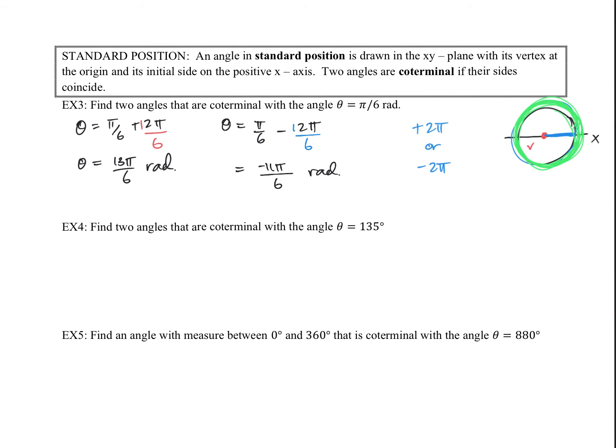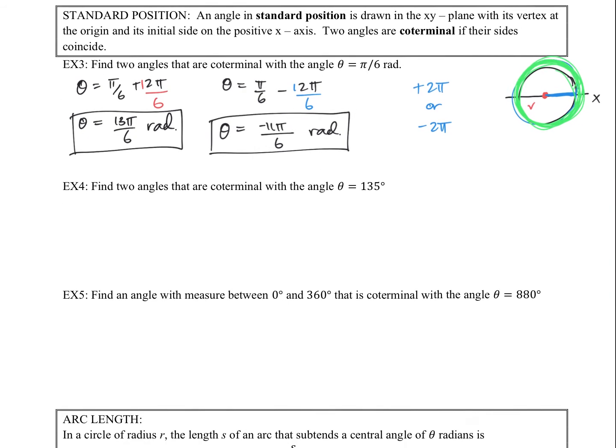Okay, and you could just keep adding any multiples. You could add 4 pi, 6 pi, 8 pi, something like that, or you subtract away. Basically, that is how you would find possible coterminal angles, and here are 2 of them. There are many, many different possible coterminal angles.